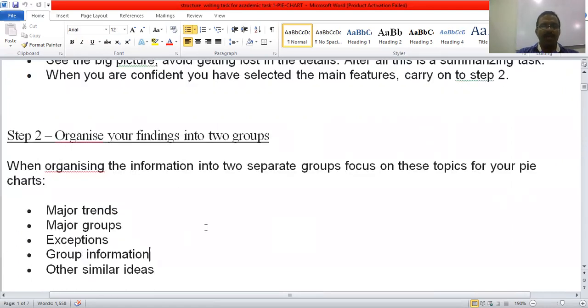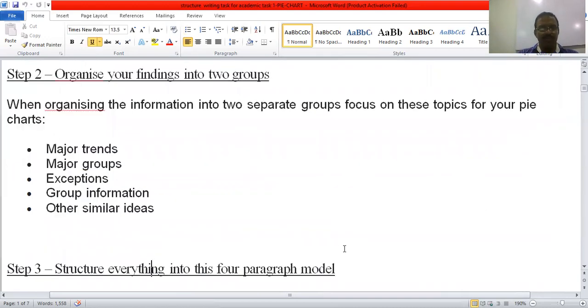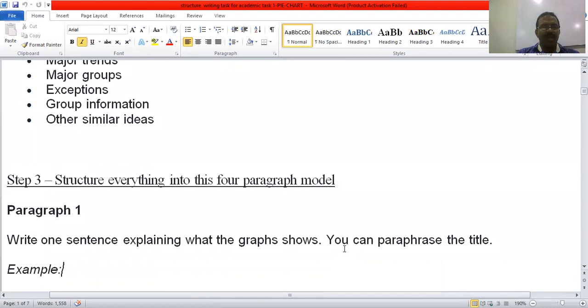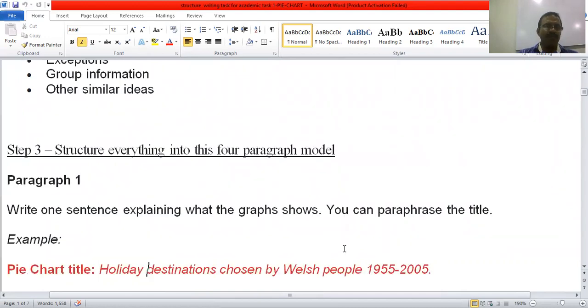When organizing the information into 2 separate groups, focus on these topics for your pie chart. Major trends. What are the major trends? Main consumptions. Major groups. What are the major groups? Main exceptions. There can be some different things that are called exceptions. Group information. You will divide the information into two groups. Other similar ideas. Okay. Then you will move towards step 3, structure everything into this 4-paragraph model.